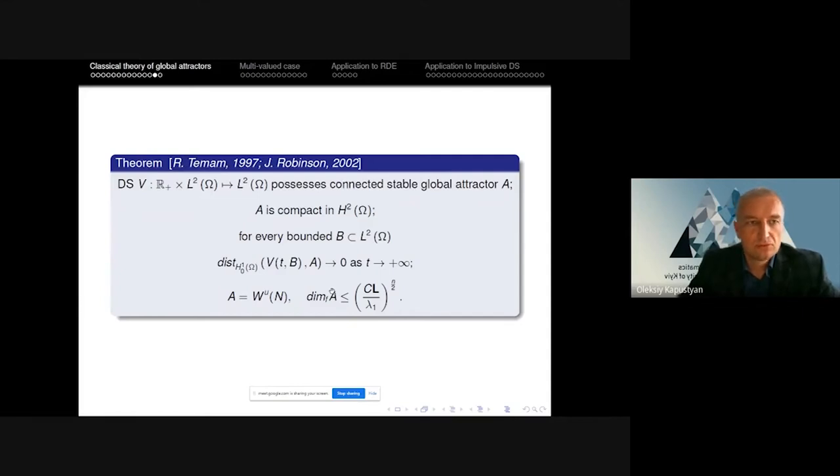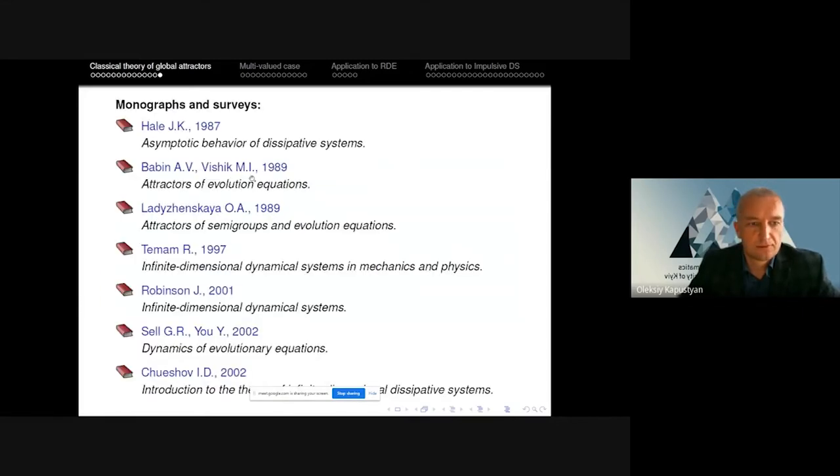And now, here is a short list of monographs devoted to the subject. You see many famous families and authors which wrote about this object, like the global attractor.